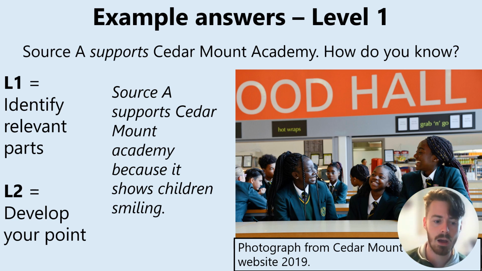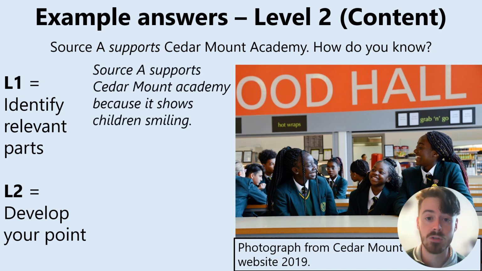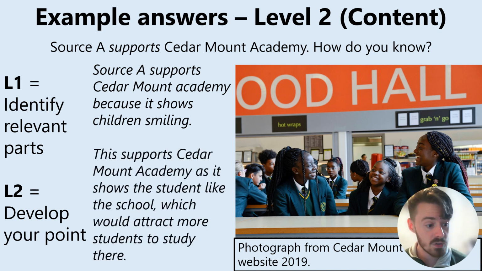So let's see if we can do that with a level 2 answer. They're going to use content, right? They used content earlier to say that it shows children smiling. So let's develop that point into a level 2. The way you do that is you would explain why children smiling supports Cedar Mount Academy. This supports Cedar Mount Academy as it shows the students like the school, which would attract more students to study there. It's 1 sentence more, but this has jumped from 1 mark to, I'd say, about 3 marks rather than 4, right? The idea is that you are trying to really push yourself here to get that developed point across.